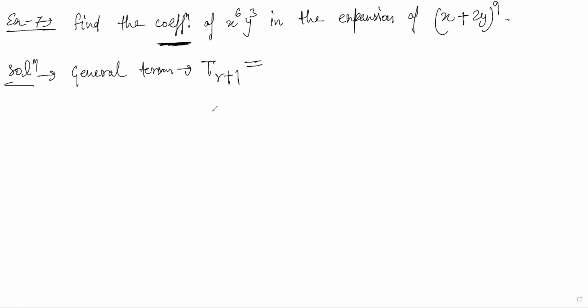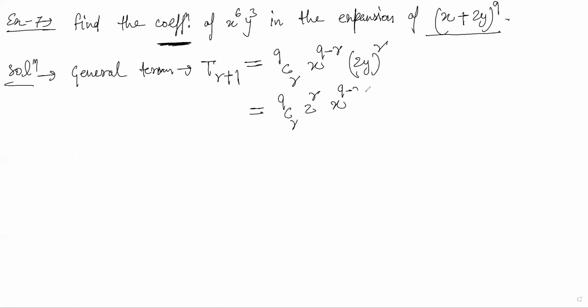The general term for this expression can be written as 9CR, because the value of n is 9, 9CR x to the power 9 minus r and (2y) to the power r. I can also simplify this as 9CR, taking 2 to the power r outside, times x to the power 9 minus r and y to the power r.